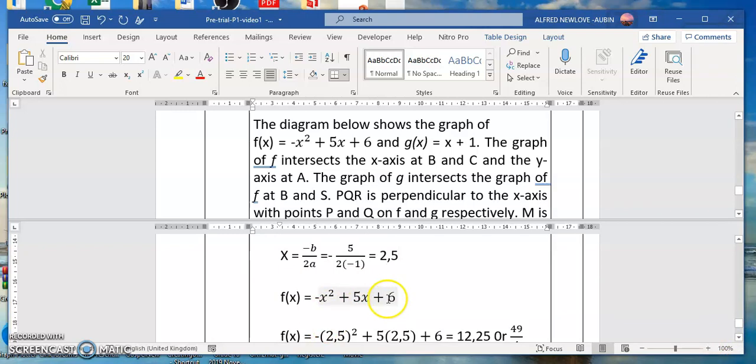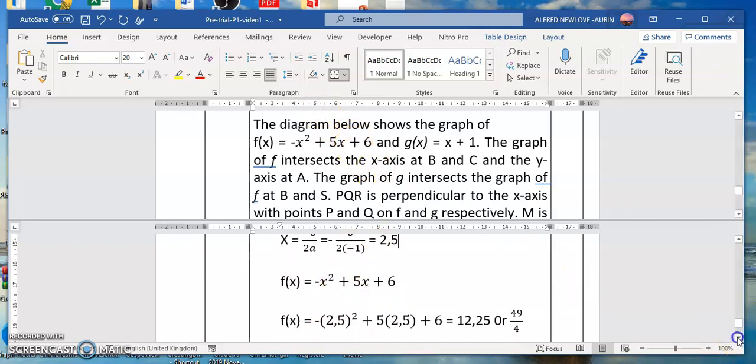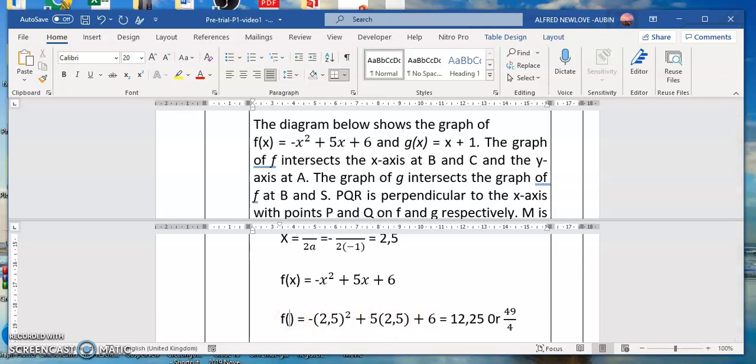Then you are supposed to substitute into the function to get the y value. So we are going to substitute 2,5 into the function. And if you substitute, you have your minus x, which is 2,5 squared, plus 5 times 2,5 plus 6, and this is going to give us 12,25. Or you can use this one.